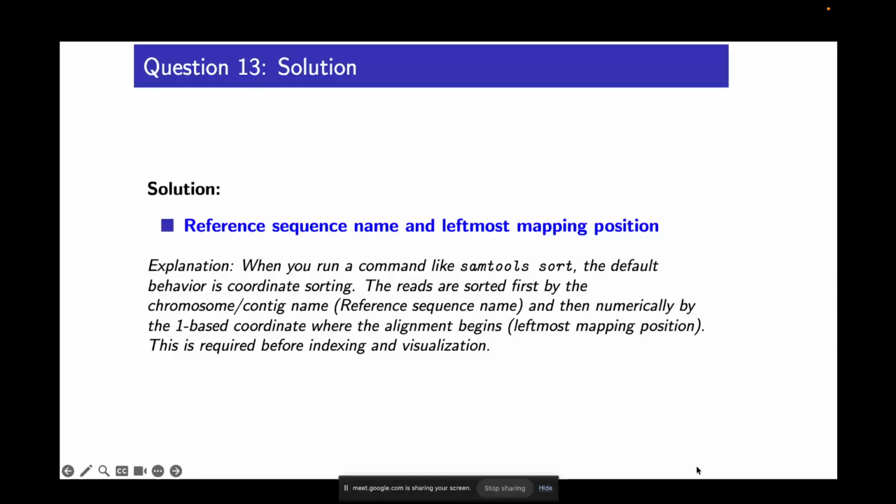Yeah, the correct option is B. So basically, use a tool called SAMtools. SAMtools can manipulate SAM files and BAM files. It can convert between them, and it can do the indexing and all those things. When you do samtools sort, the default behavior is coordinate sorting, and it is first sorted by the contig name and then by the coordinate where the alignment begins. So yeah, that's correct.